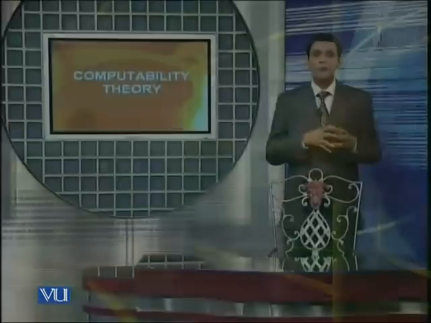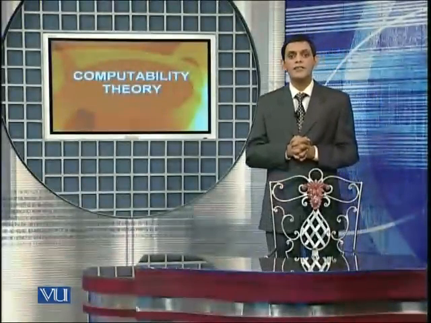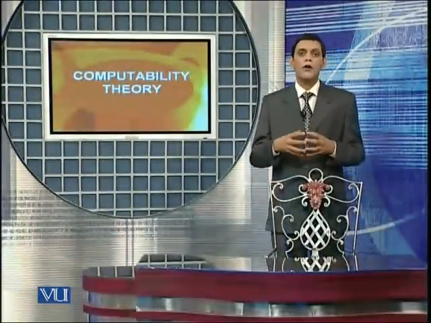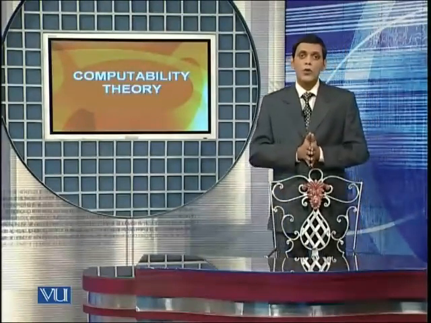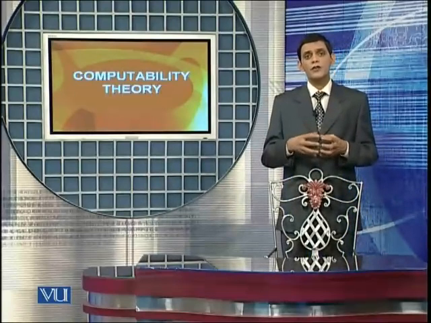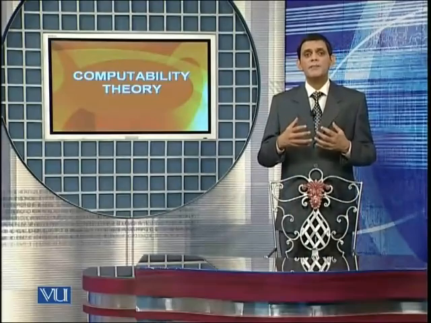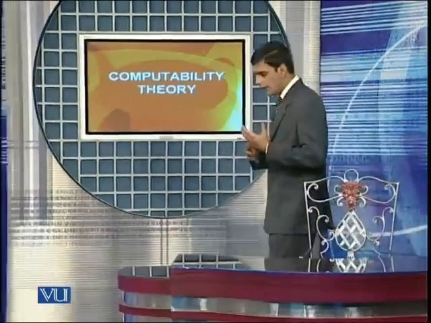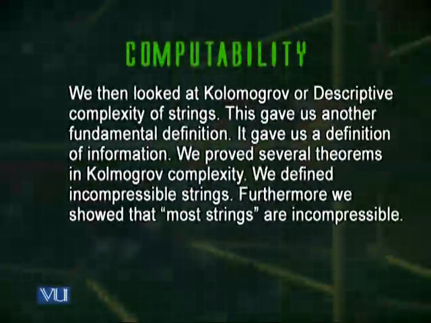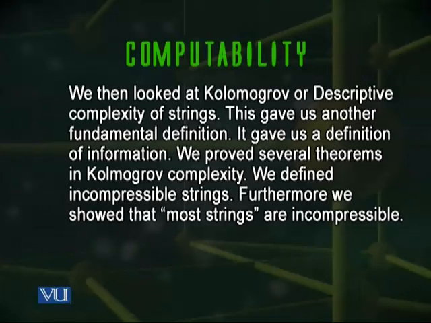After that, we moved to another topic which we studied in computability theory, and that was called descriptive or Kolmogorov complexity. The goal of Kolmogorov complexity was to define what it means for us to have information, to come up with some formal definition of information. This gave us a fundamental definition. Kolmogorov complexity actually defines what it means for a string to contain a lot of information. Kolmogorov complexity says that a string has a lot of information if it is incompressible. If you cannot compress the string, then there must be a lot of information in the string.